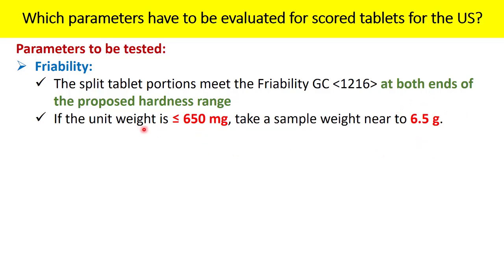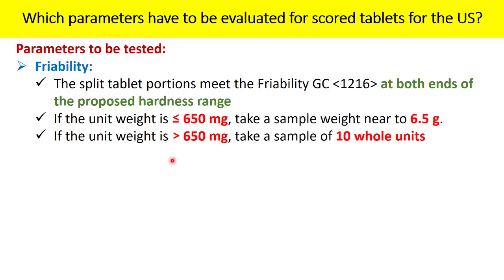Now here I would like you to understand what the unit weight is. In case of the split tablet, the unit weight is not the whole tablet weight, but it is the split tablet weight. So if you make a tablet into two different portions, the weight of one portion will be recognized as a unit weight. I hope you understand that. And if the unit weight is greater than 650 milligram, then take a sample of 10 whole units.